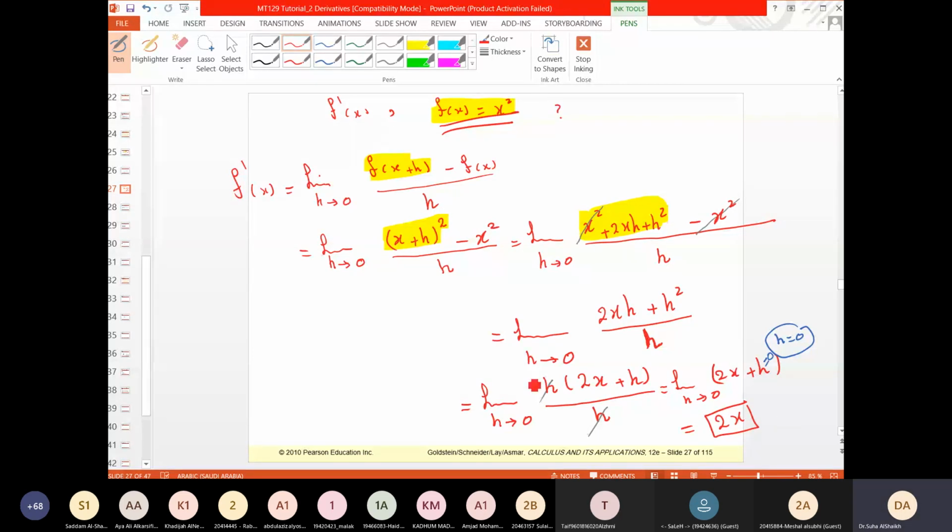We took a common factor. It was h square, Abdulaziz, and I take one of the h outside.